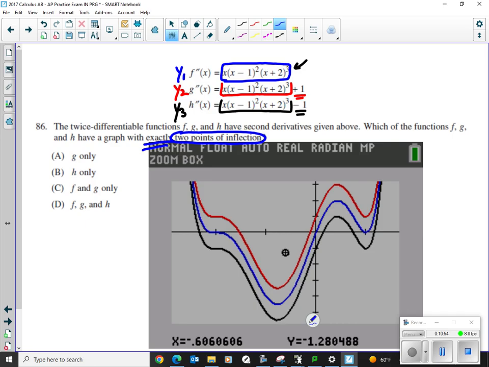Now, these graphs are the second derivatives of f, of g, and of h. Now, if the y value is the second derivative, I'm just going to say f double prime, aren't all the y values positive when I'm above the x-axis, and all the y values negative when I'm below?